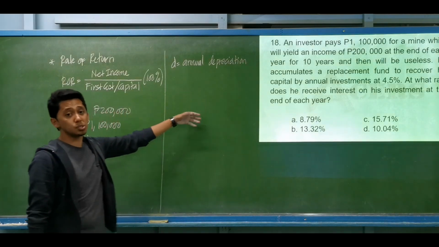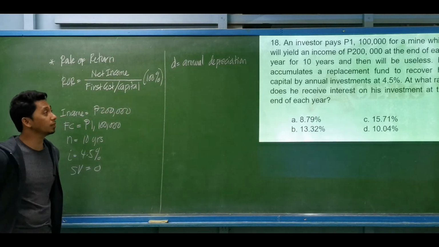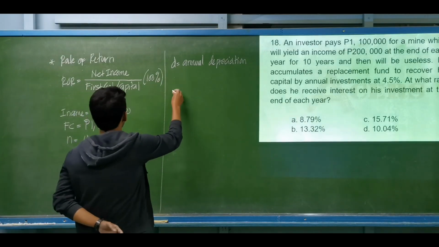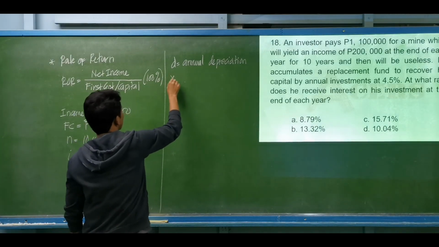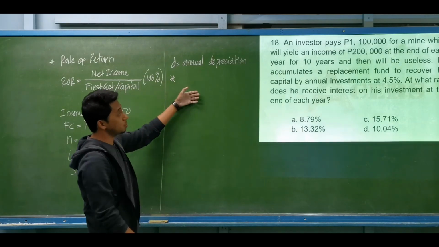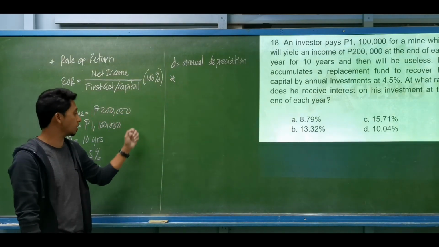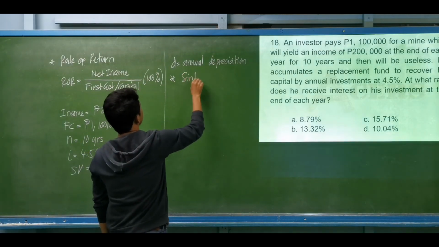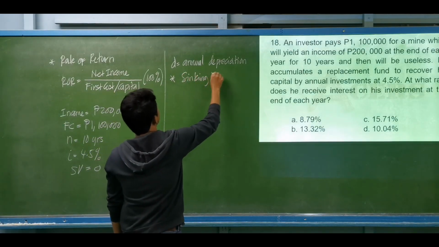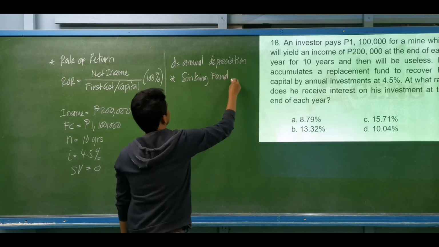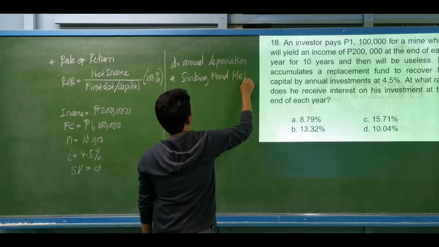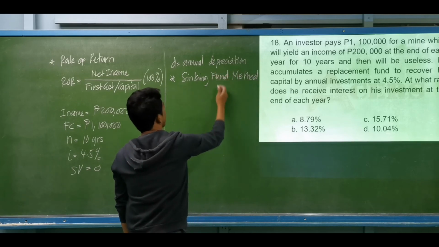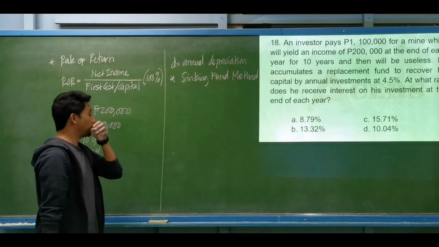This is a hidden cost, the annual depreciation cost. So how to determine that value? We may use here the common procedure for depreciation for this case, which is the sinking fund method. Alright, so we're using the sinking fund method.